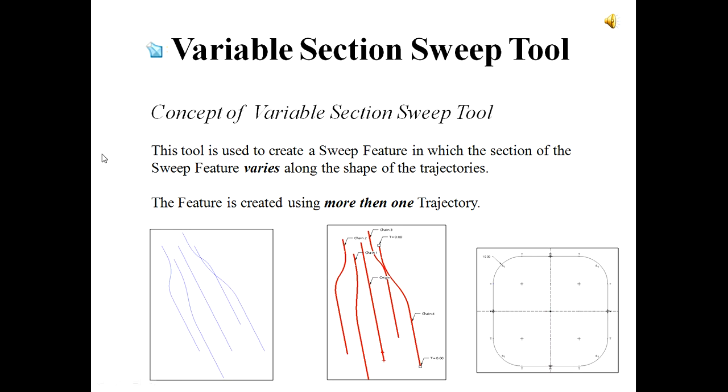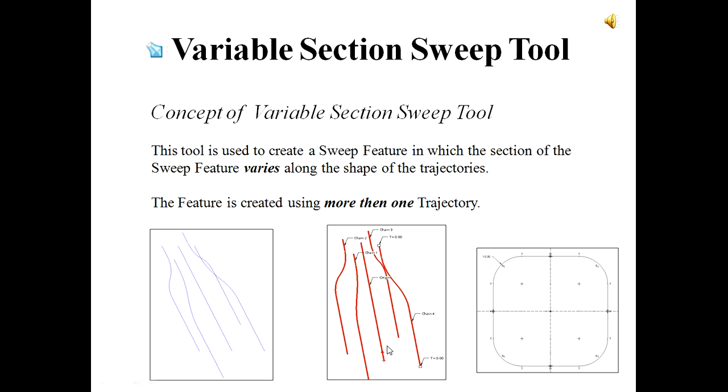Let's try and understand the concept behind variable section sweep. In variable section sweep, a single section is to be swept along multiple trajectories. Note, a single section. So if only one section is permitted, then why the name variable section? That is because the shape of the cross section varies as it sweeps through multiple trajectories which are variable in shape and size both.